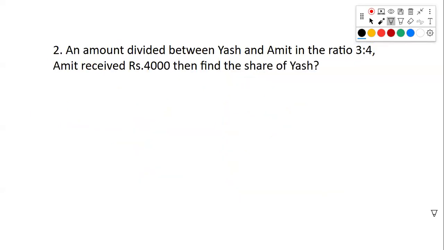So let's try another one. An amount divided between Ash and Amit is in the ratio 3 is to 4. Amit received 4,000. Then find the share of Yash.